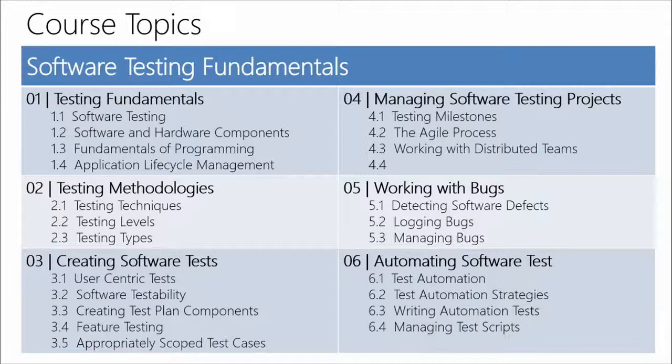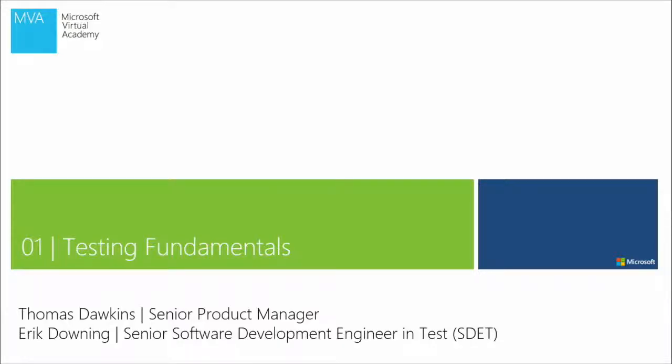We'll then go into Module 5, where we really talk about working with bugs, so how to detect them, how do we log them, how do we manage them moving forward. And then finally, we'll talk about automating software testing, which is really key, very important. Huge cost savings for a number of companies as they automate their test projects. So we'll talk about those strategies, how to write automated tests, and then also how do we manage test scripts.